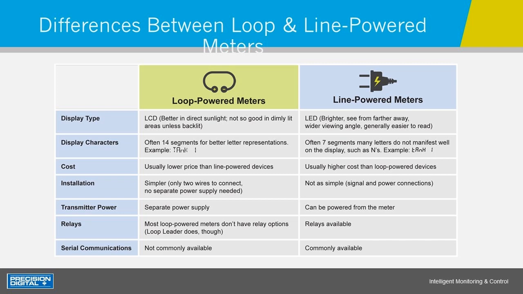On the flip side, serial communications, a more complicated kind of output. You also can't get those on loop-powered meters. However, you can on line-powered meters because they have access to the power needed to run, for example, an RS-485 signal with Modbus.